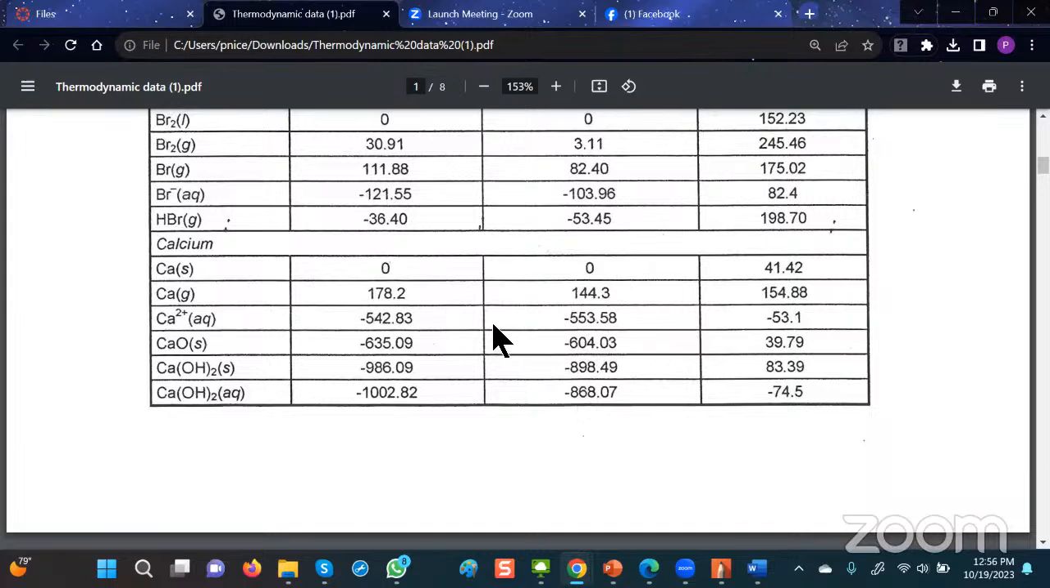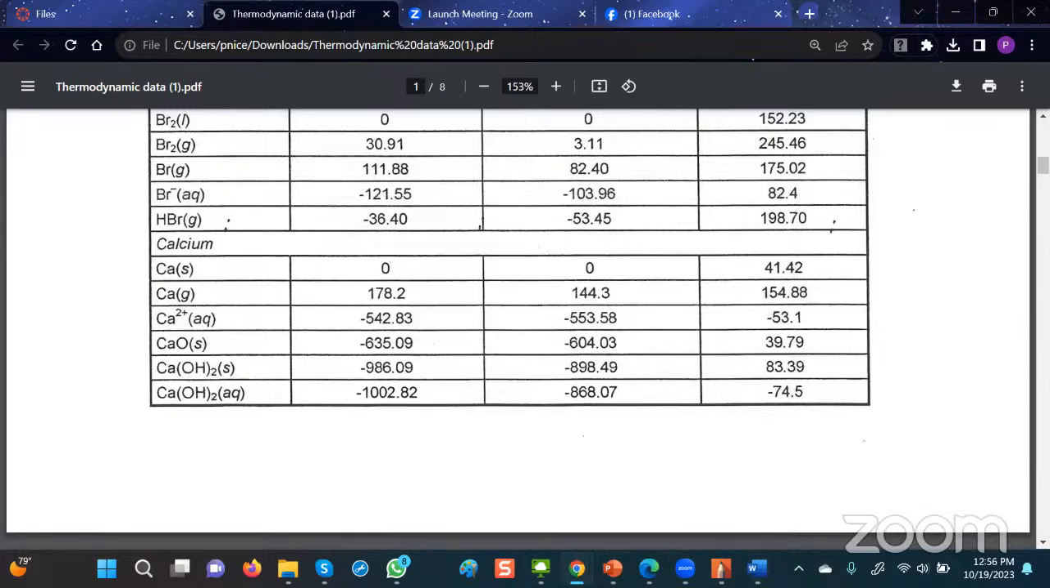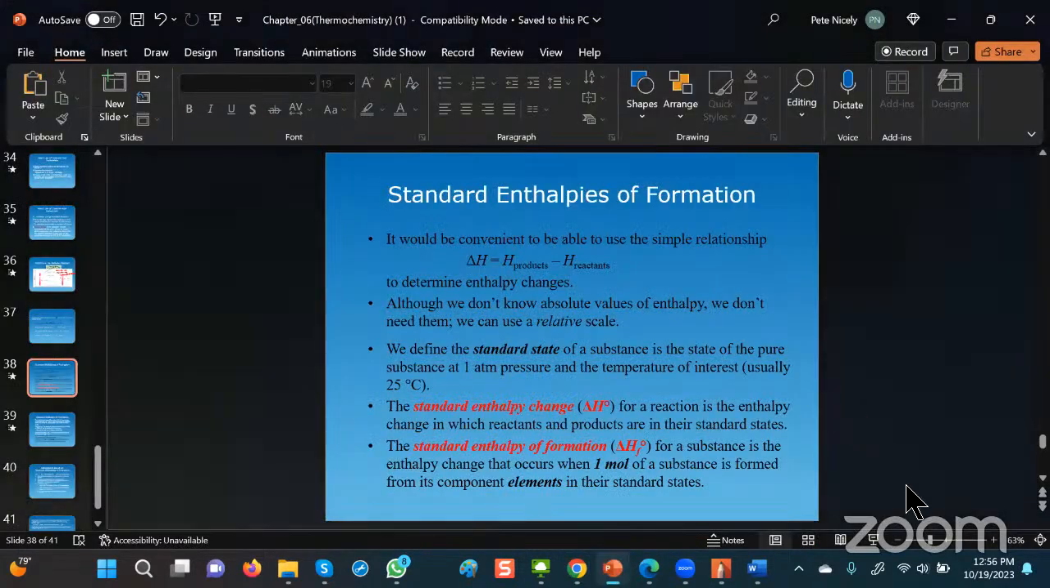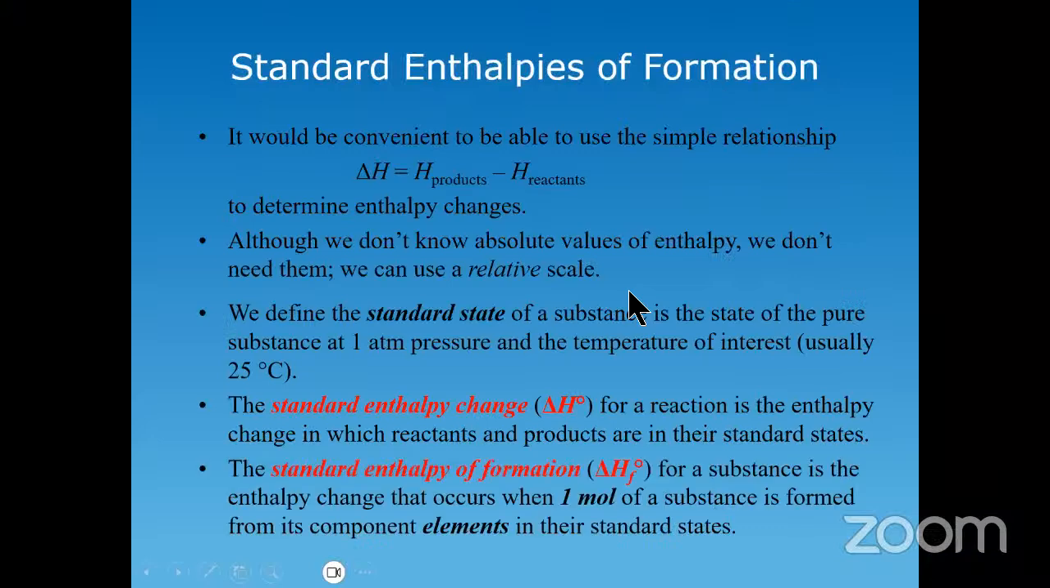So this table you'll have access to during your tests. So get familiar with this particular table when it comes to doing enthalpy changes under standard conditions calculations. Okay, so let me go back to the PowerPoint here. Let's see what we have here in the next slide.